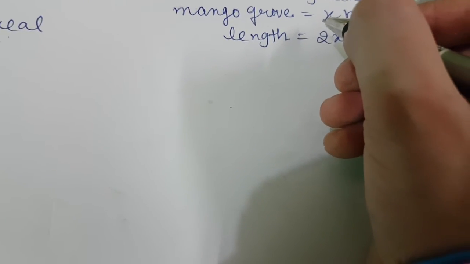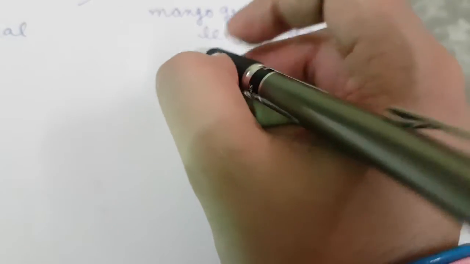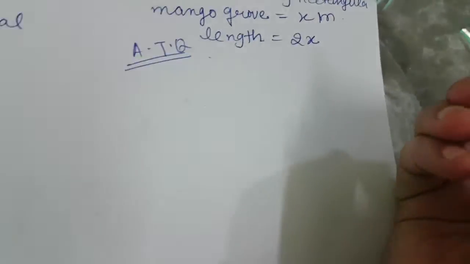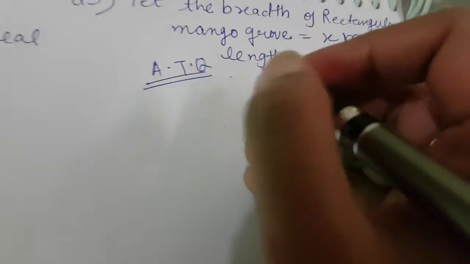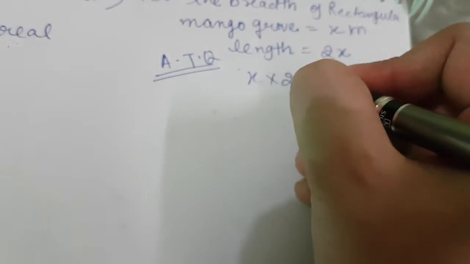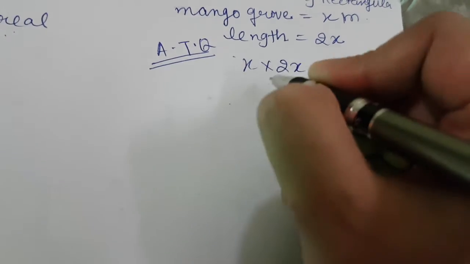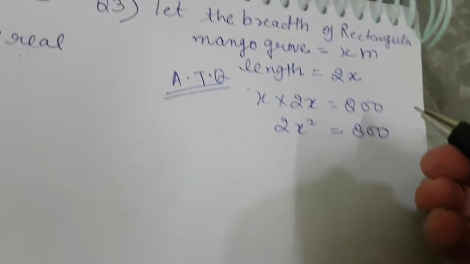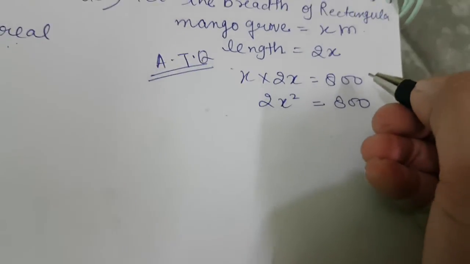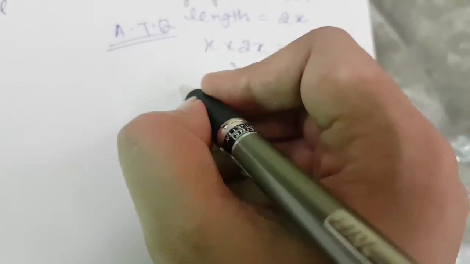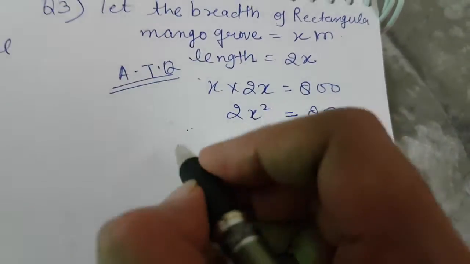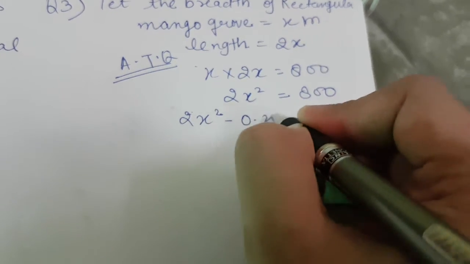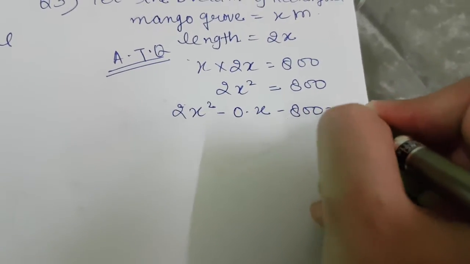After that they have given the area. So what is the formula of the area of a rectangle? Now we will write according to the question. The rectangle area is length into breadth, equal to 800. So the equation is 2x square equal to 800. Now you convert this equation into the standard form of a quadratic equation: 2x square minus 0 into x minus 800 equal to 0.